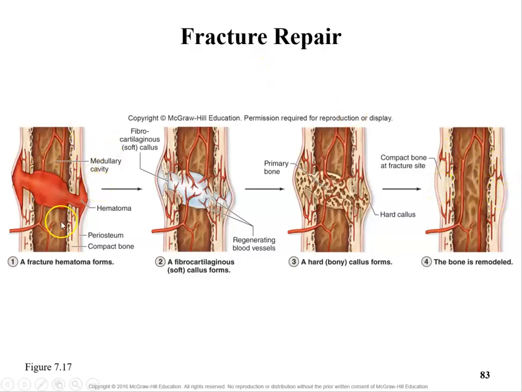So here, first step, a fracture hematoma forms. So you've torn these blood vessels. Now they're bleeding into the fracture. You have a hematoma. The hematoma is going to basically tamponade the bleeding blood vessels, putting pressure on them, stopping the bleeding. Next, you have the formation of a soft callus, then the formation of a bony callus, and then that bony callus gets remodeled. And you can see here, this primary bone has been removed. You're back to the medullary cavity, and your compact bone is restored.